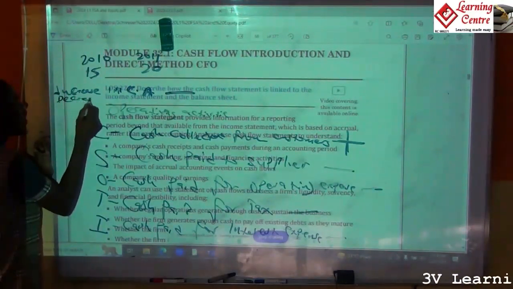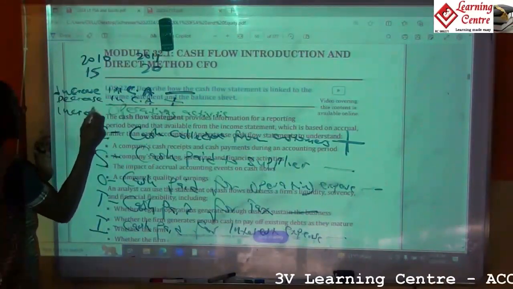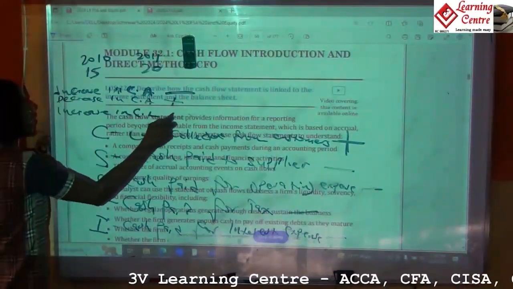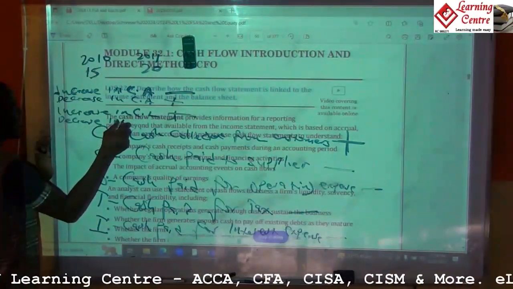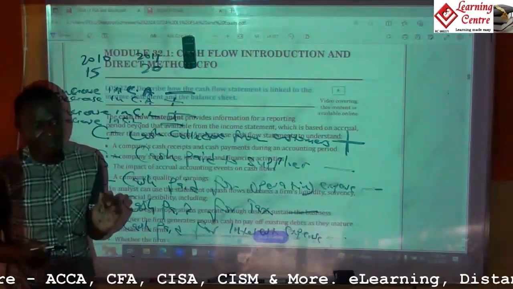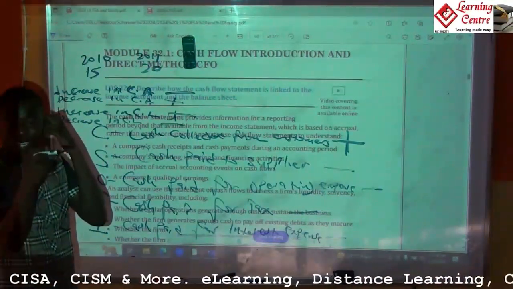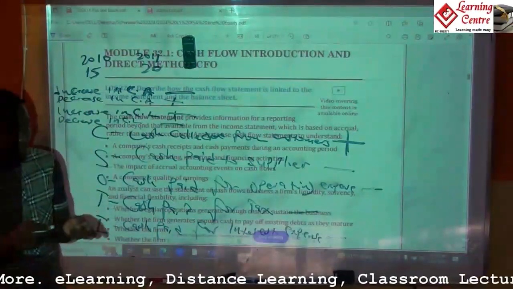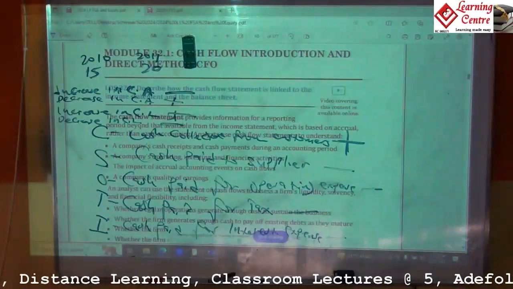So if there is a decrease in current assets, you add. If there is an increase in current liability, you add. If there is a decrease in current liability, you subtract. You understand? If you can relate it to what we know, that an increase in current assets is a positive in your balance sheet, so you subtract in your cash flow. Do you understand? Are we good, everybody? Any questions?